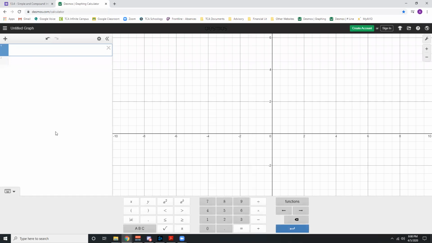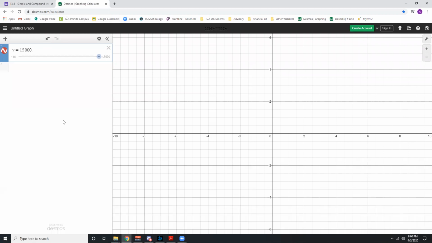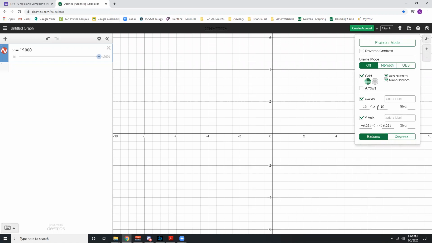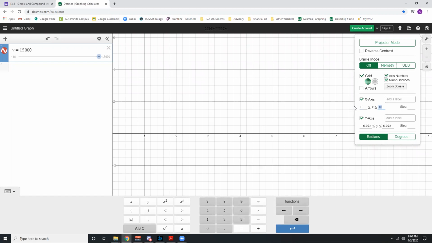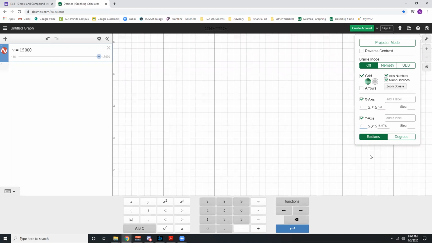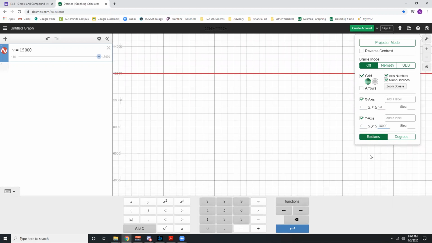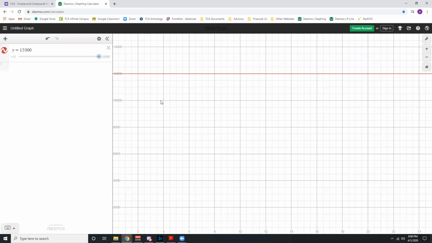So let's start with y equals 12,000, since that's the amount that I want to end up at. Now, I don't see anything here, so I've got to change my window settings. x is the years, so let's do 0 to, let's do 25 years. Now, y, this is going to be the amount of money in the account. So let's say $0 to, I want to end up at 12,000, so let's do a little bit higher than that, 15,000. Perfect. And there's my goal.